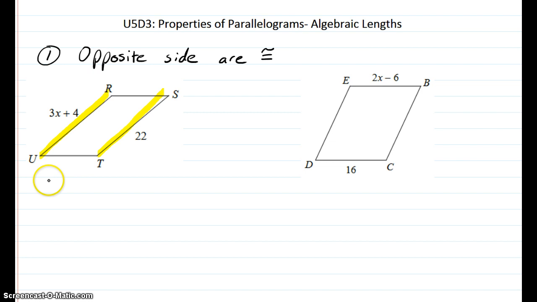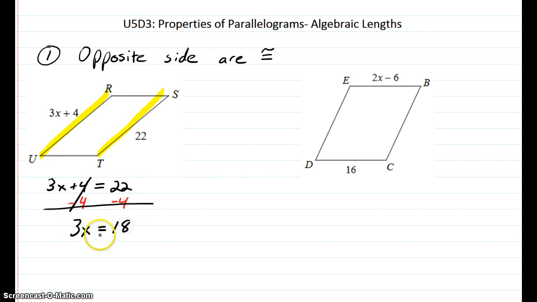And so that's going to allow us to write 3x plus 4 is equal to 22. And so then it just becomes an equation that we're going to solve. And so we minus 4 from both sides. So the 4's drop out, and we get 3x equals 18. Divide both sides by the 3. So the 3's are going to go away. And we get x equals 6.